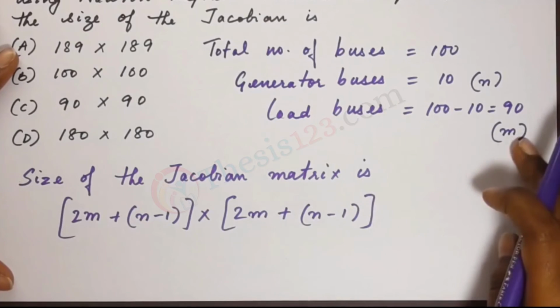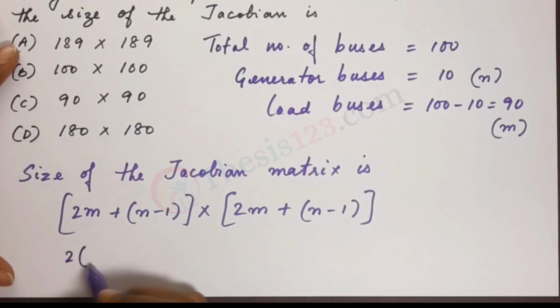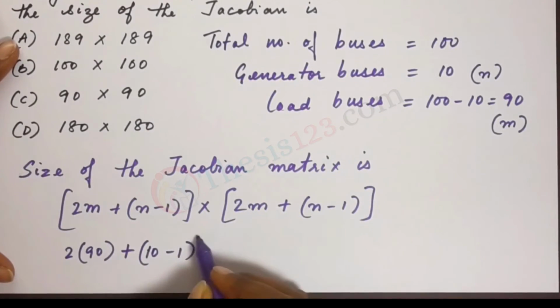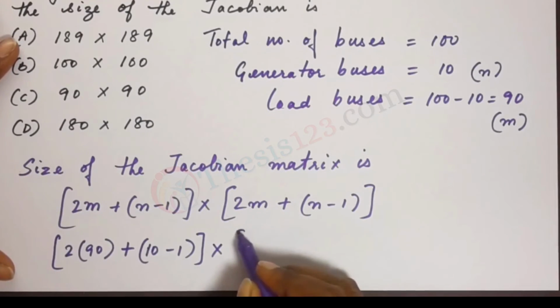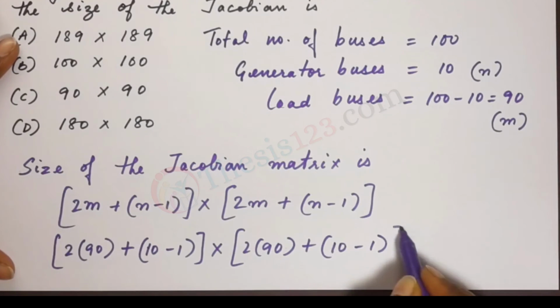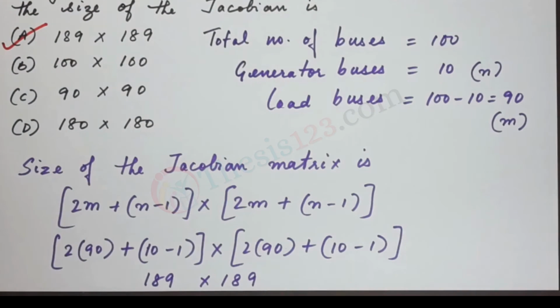We have m as 90, n as 10. So let's substitute. We will get 2 into 90 plus 10 minus 1 by the same, 2 into 90 plus 10 minus 1. So that's 180 plus 9, so it is 189 by 189. So the size of the Jacobian matrix is 189 by 189, and that matches option A. So this is the final answer for this question.